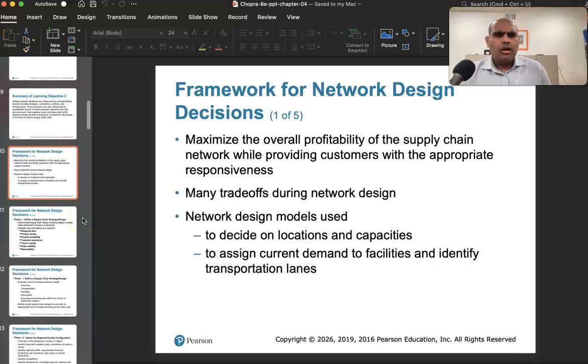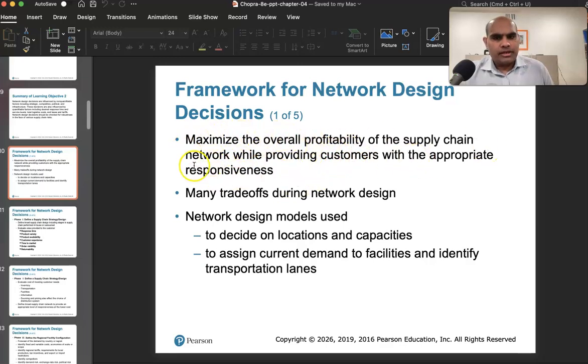So before we move on to making these network design decisions, let's try to build a framework around this decision. And then what we will do through the series of videos over the next few weeks is we will go through the different steps in this framework, and that's how we go through the supply chain network design, right? So the objective is to maximize overall profitability while providing the customer the appropriate responsiveness.